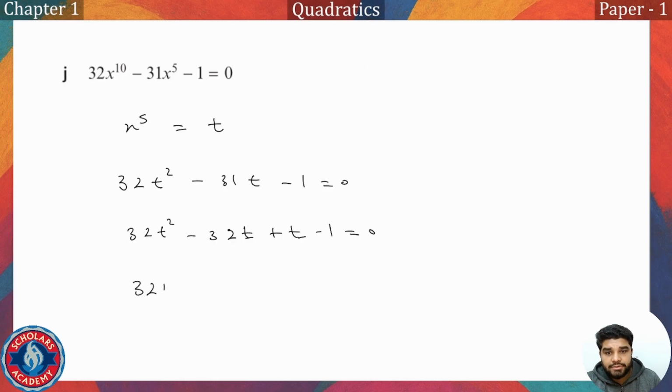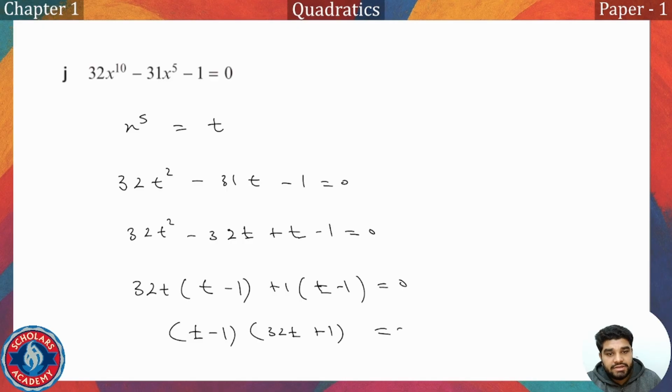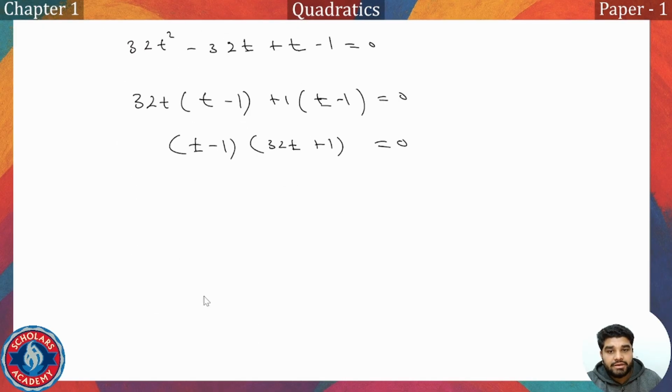We'll take 32t common. We get t minus 1, and plus 1 common, t minus 1 is equal to 0. We take t minus 1 common. We get 32t plus 1 is equal to 0. And from here we get t is either 1 or t is equal to negative 1 over 32.